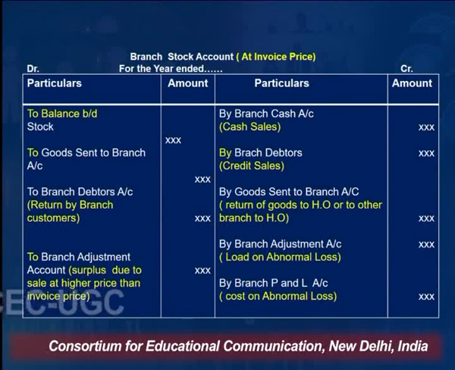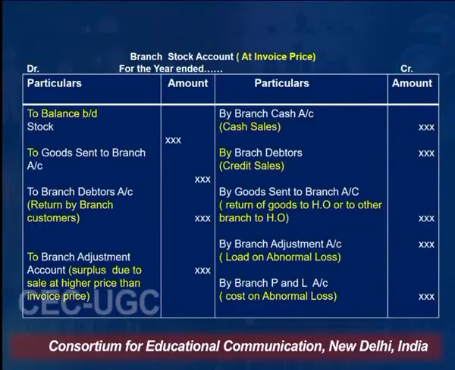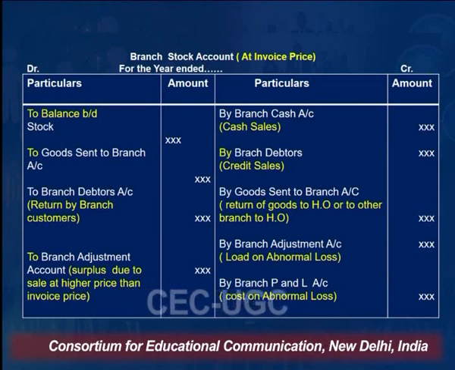If any other item, for example loss, is given in the question, how do we treat the loss? See, there are two types of losses, that is normal loss and abnormal loss. If an abnormal loss is incurred due to fire or theft, that is treated as an abnormal loss.